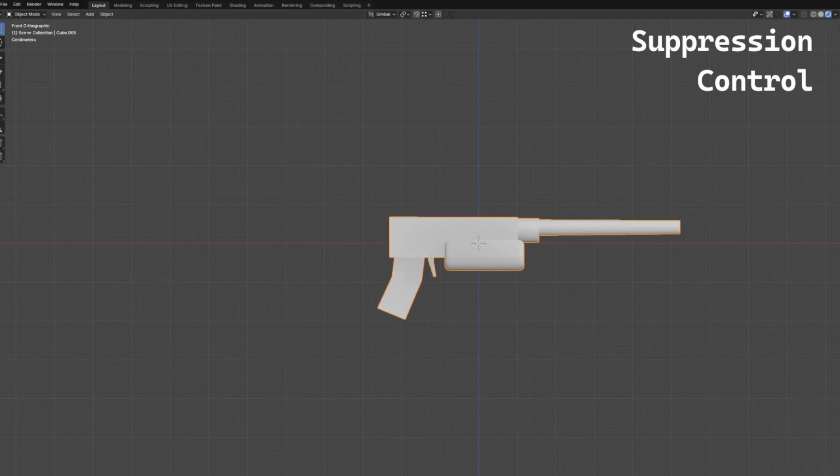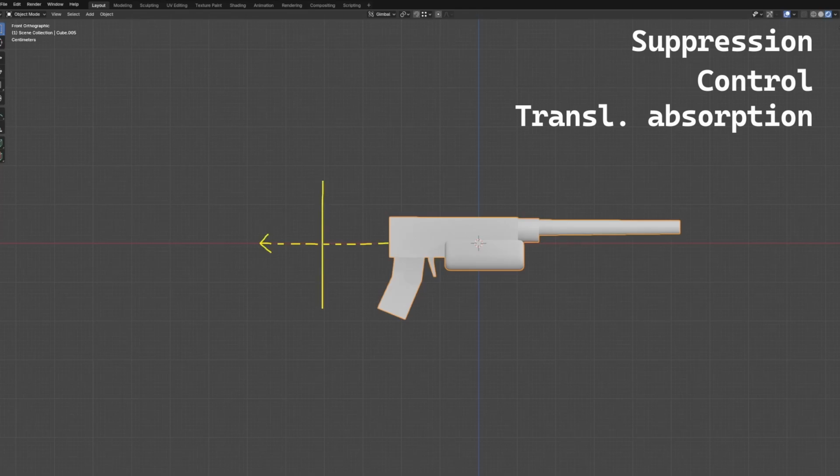We can call this property recoil translational absorption. So this leaves us with, let's say, 70% of the linear recoil energy to be applied to the weapon. It is applied using regular Newtonian movement equations, giving us a translation amount backwards, scaled by the mass of the weapon. So the heavier the weapon, the less translation backwards.